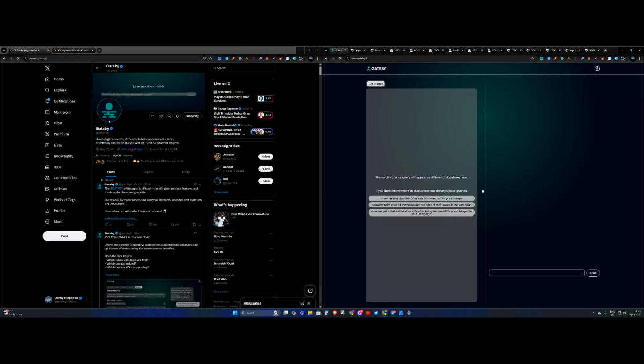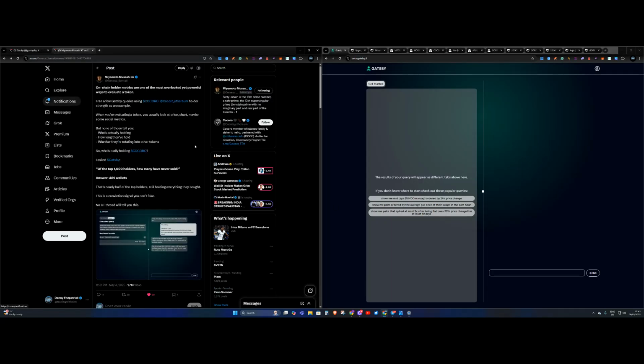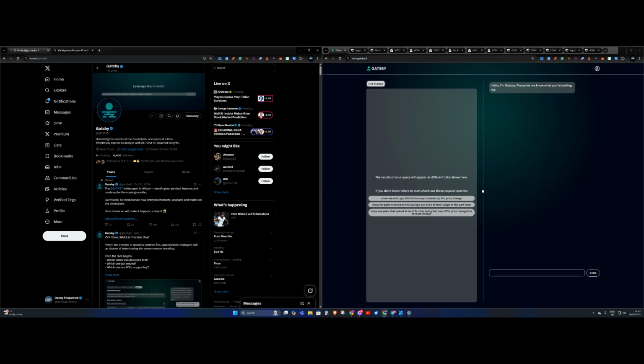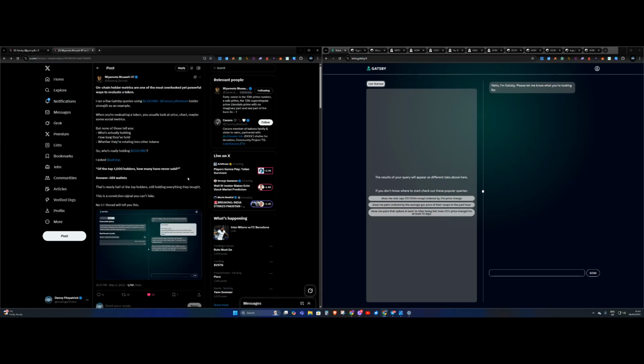this tweet by Miyamoto, who also has been testing the Gatsby platform. If you have a look at this tweet, it's general underscore Centali, if you want to check him out yourself. If you want to know more about Gatsby in general, it's GatsbyFi on Twitter, or X now, so you can go and have a look there.